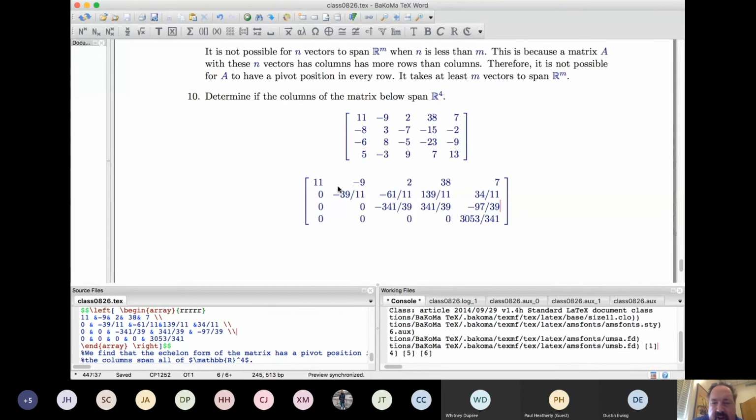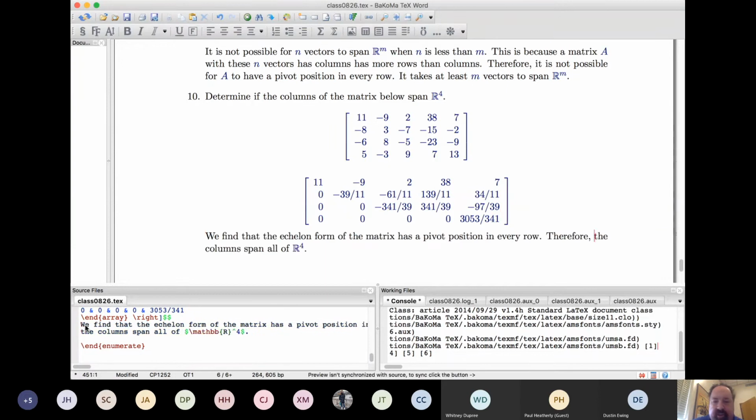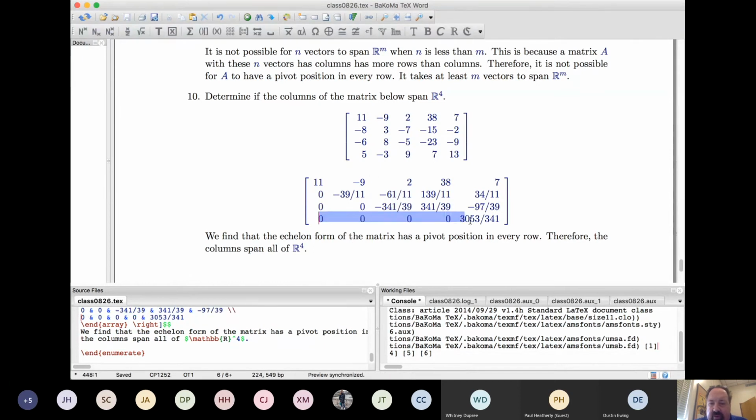So every row, at least, does have a pivot position. So we could answer in the affirmative that these columns do span all of R4. If we had row reduced and, for instance, gotten this row to have all zeros, we would only have pivot positions in rows 1, 2, and 3. Then, even though we have, you could say, too many vectors, it still doesn't span R4. But in this case, it does.